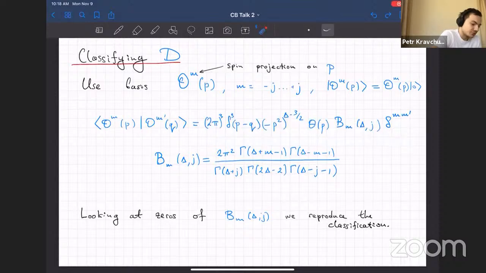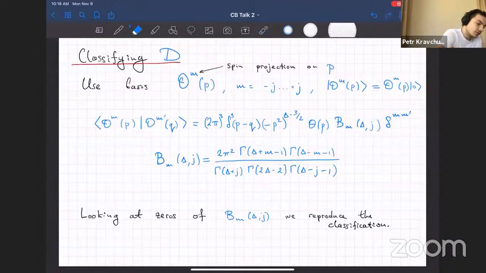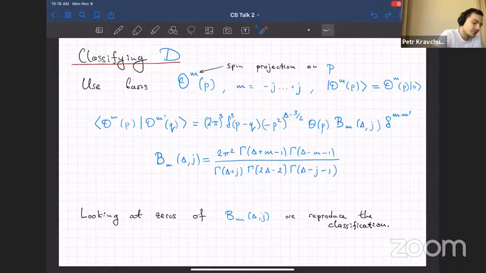And here we have a bunch of things which are fixed by obvious symmetries. You have a momentum conservation delta function. You have a power of momentum which is fixed by scaling invariance. And you have a Kronecker delta which fixes the spin projections to be the same just because of the Lorentz invariance.